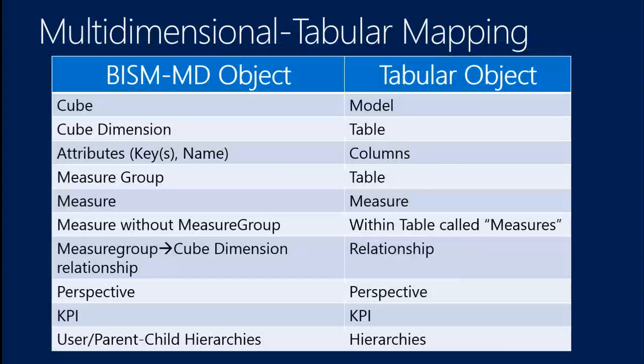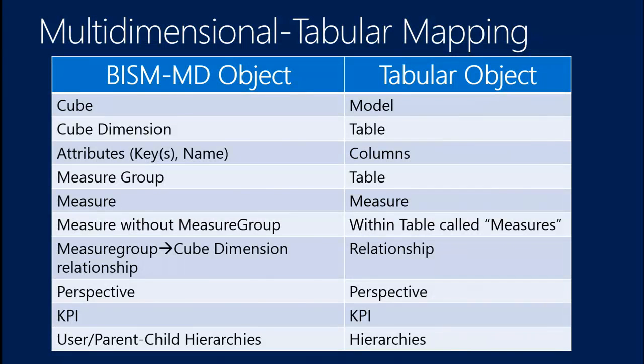If you have a cube dimension, it will be translated into a table. Attributes, keys, and names are going to be translated into columns. So you have tables and columns. A measure group will also become a table, because we don't have a concept of measure group in the tabular world. Everything is related to a table. So what we did is translate the measure group into a table. A measure is still going to be called a measure. A measure without a measure group is, so there's going to be a table created called Measures, and that's where the measures are going to be stored.